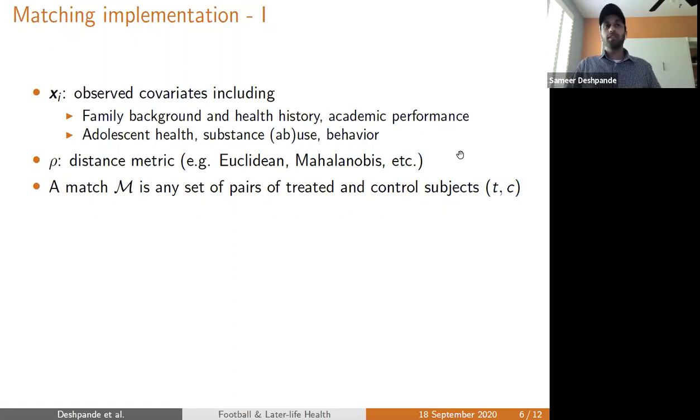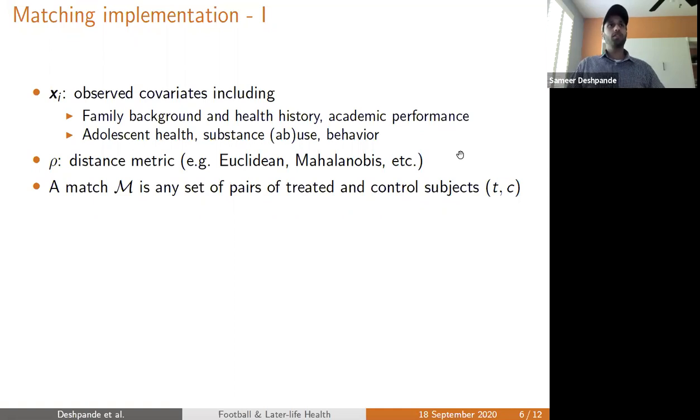The next thing we're going to need is a distance metric that measures the distance between individual subjects' covariates. You can think of this distance metric rho as the Euclidean distance, a Mahalanobis distance, a rank-based Mahalanobis distance, or basically whatever distance you want, so long as it's sensible. For what we're doing, we tended to use the Mahalanobis distance because it can account for potential correlations between the covariates. If we adjusted, for instance, for maternal education and paternal education, there might be some correlations there, and this distance metric will pick that up.